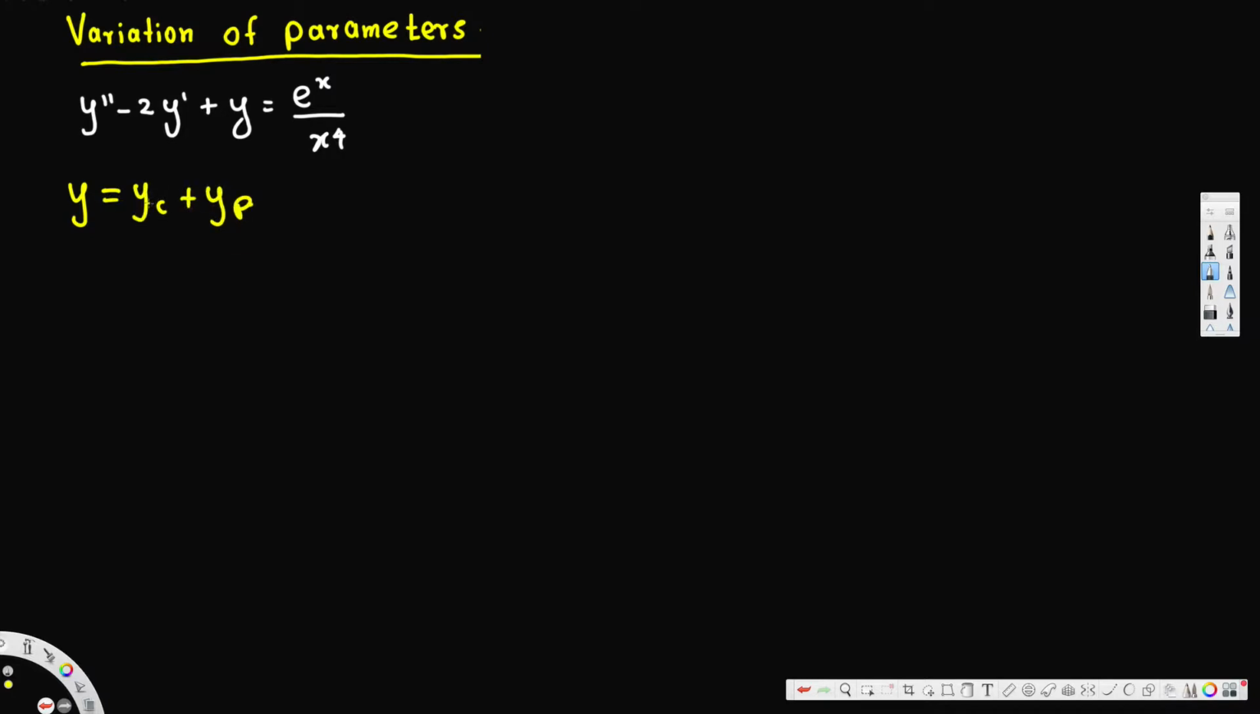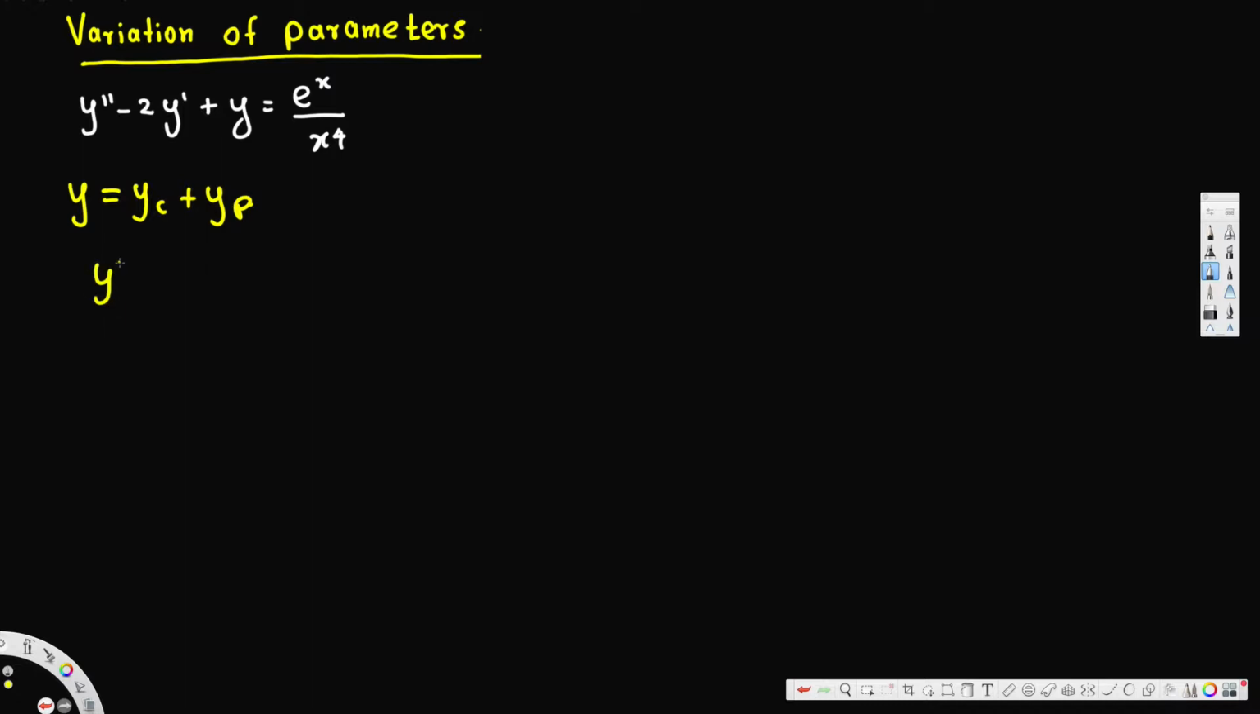Now to find out the complementary solution, what we do is we grab this first part of the equation, y double prime minus 2y prime plus y, these y terms, and we equalize this one to 0. Sometimes if you have a coefficient in front of it, you have to divide everything by that and bring it into standard form, because for y double prime we shouldn't have anything in front of it. In this case we don't have anything, this is just 1, so we can directly equalize this one to 0.